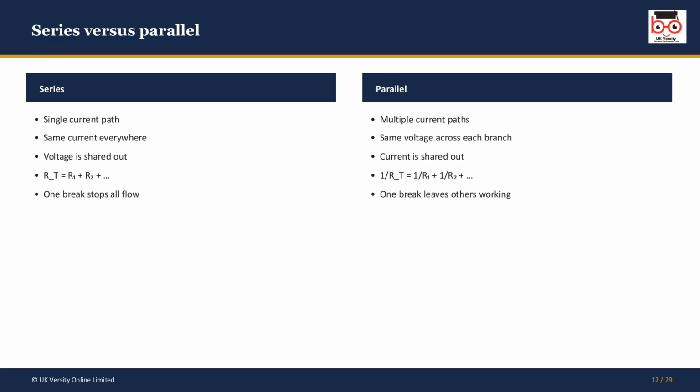Let's set the two side by side. In series, there's a single current path, the same current everywhere, the voltage is shared out, resistances simply add, and one break stops everything. In parallel, there are multiple paths, the same voltage across each branch, the current is shared, resistances combine as reciprocals. And if one branch breaks, the others keep working. That last point is exactly why your home is wired in parallel.